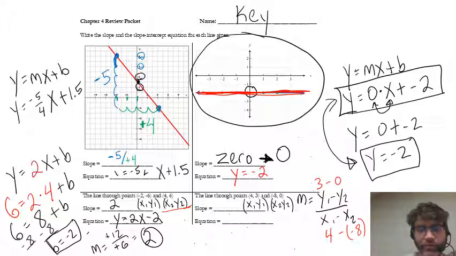So now we need to figure out what that is. So m equals 3 minus 0, which is just 3, over 4 minus negative 8. When you have a minus negative, they cancel out to be positives. 4 plus 8 is 12. So you have 3 over 12, that reduces to 1/4. So our slope is 1/4. 1 over 4, quarter.